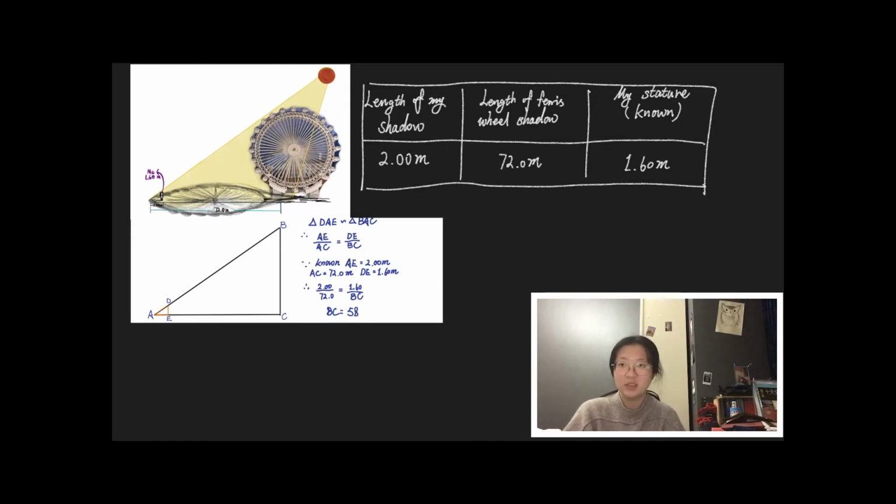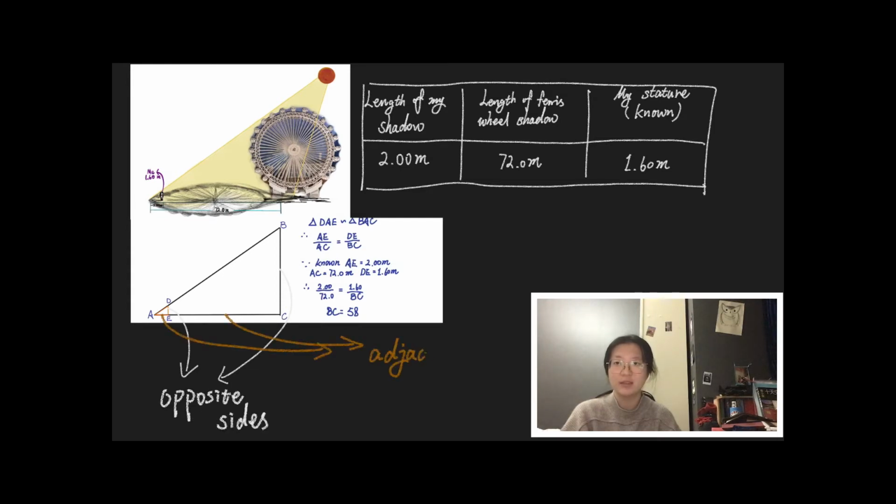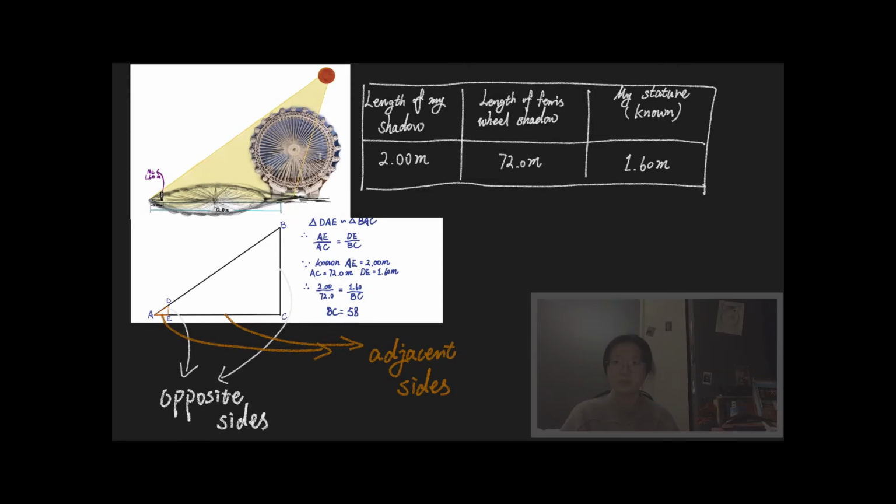From the sketch, we can assume that there are two similar triangles, DAE and BAC. My stature and the height of the Ferris wheel are opposite sides. My shadow and the Ferris wheel's shadow are adjacent sides. After calculation, I can get the height of the Ferris wheel, which is 52 meters.